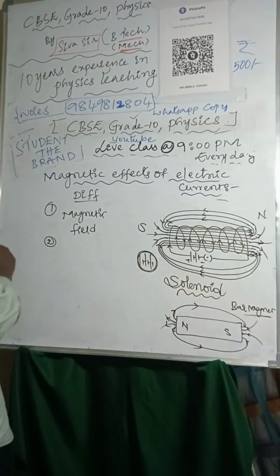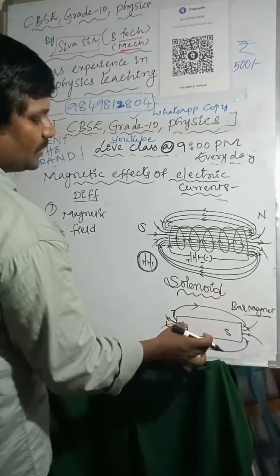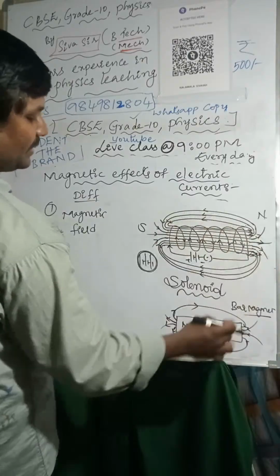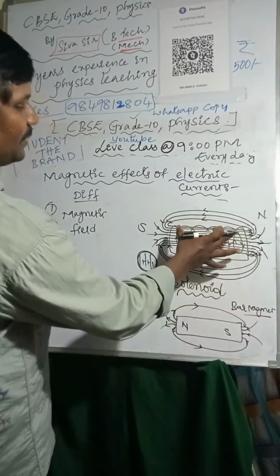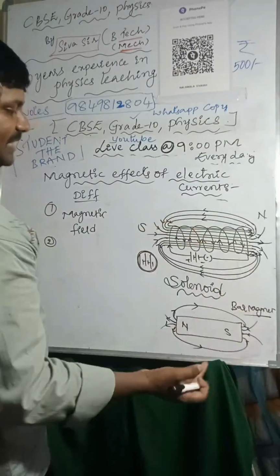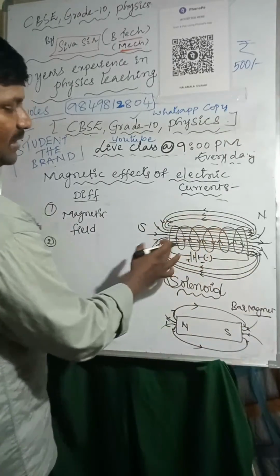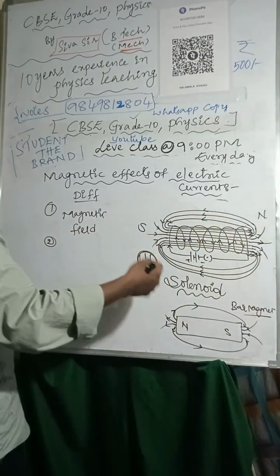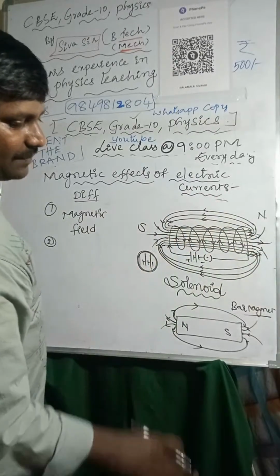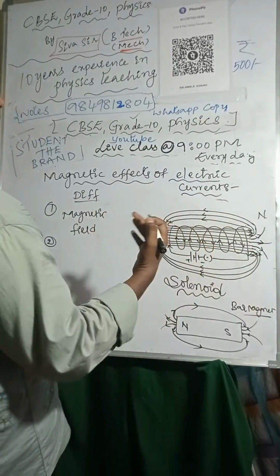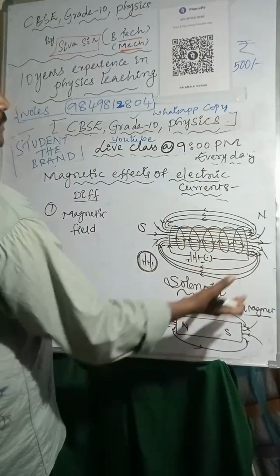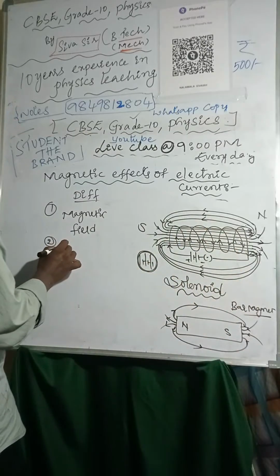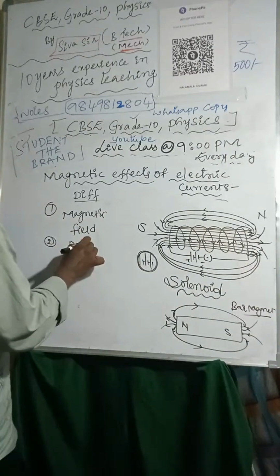Coming to the second point, here the poles are fixed. North and south poles are here. Bar magnet poles are fixed, but solenoid poles can be interchanged. If the current is passing in this direction, the ends will be south and north. If the current is passing in reverse order, the poles will be interchanged. So the poles can be changed.